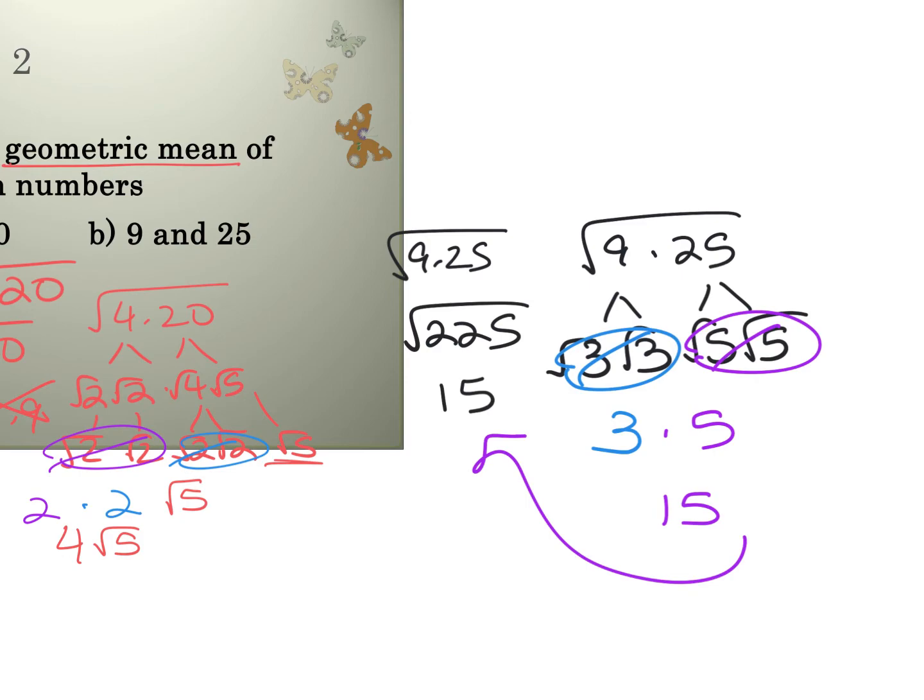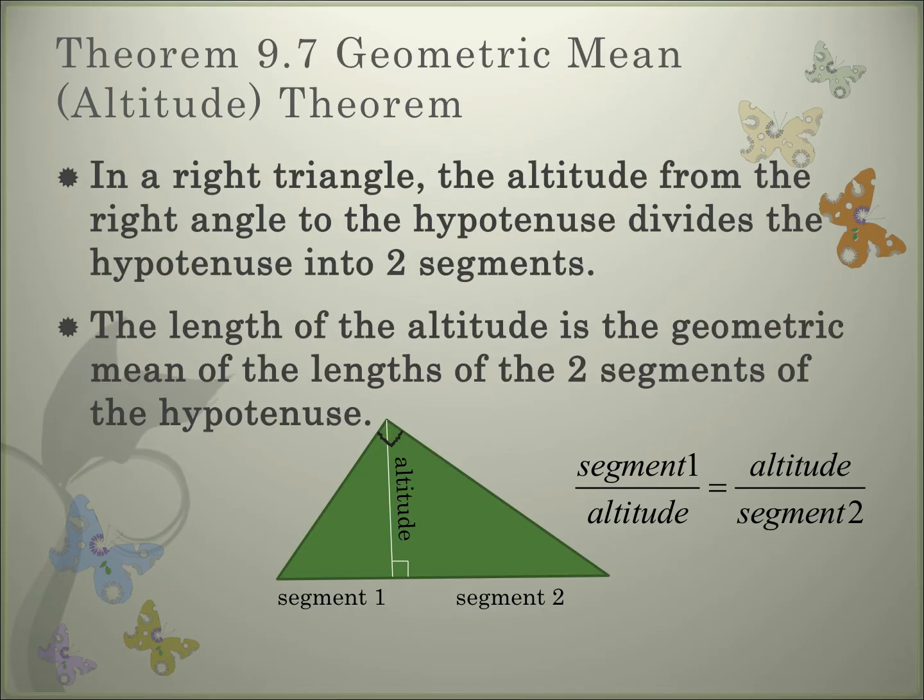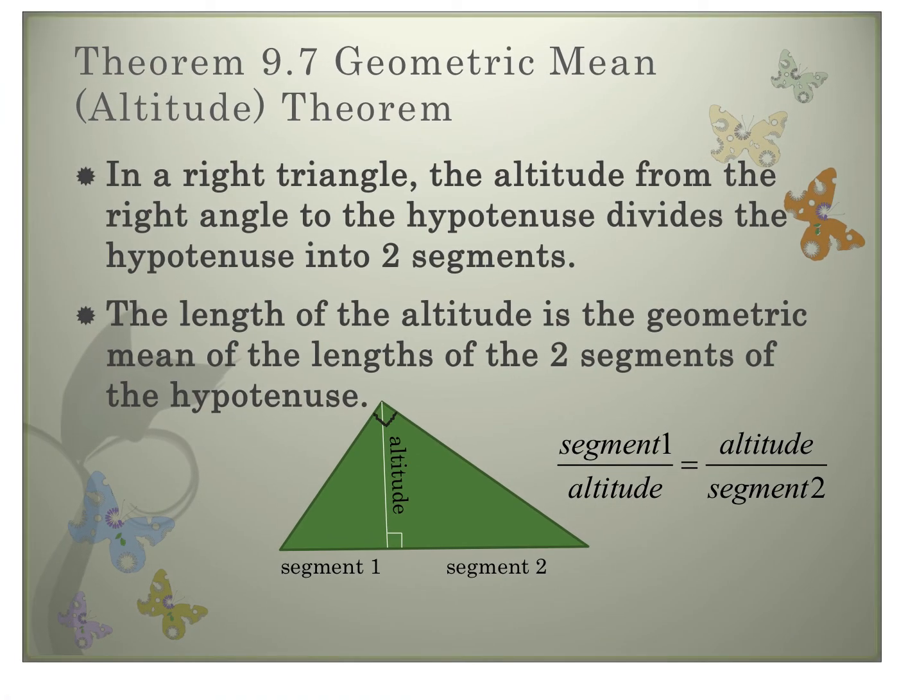the next two theorems. So the first theorem is called the geometric mean altitude theorem. And what this one states is that in a right triangle, the altitude from the right angle to the hypotenuse divides the hypotenuse into two segments. The length of the altitude is the geometric mean of the lengths of the two segments of the hypotenuse. So let me trace through and explain what all of these words mean.